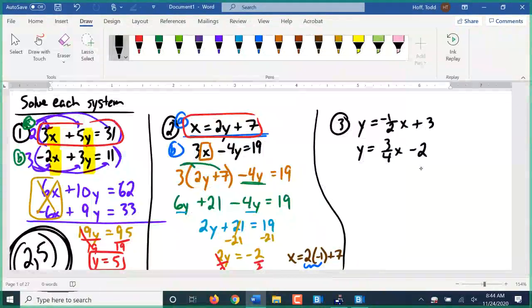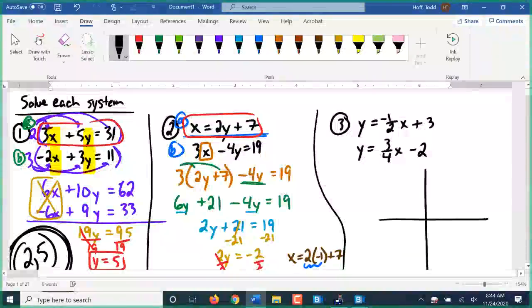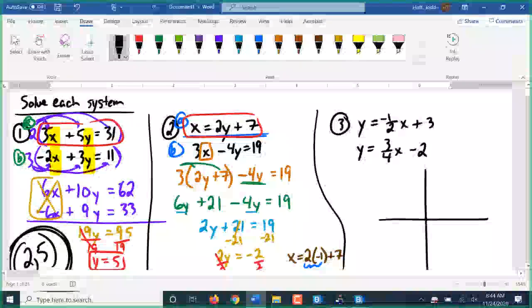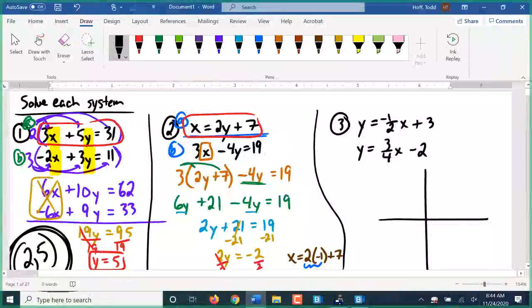This third system here, both equations are in that y equals form. They're graphing form. I could try to rearrange them, x, y equals constant, but I'm going to have fractions in it, which makes it really rough to find least common multiples. I could do substitution and just set this equal to that, but again, I have those fractions to work with. It's going to be kind of an ugly calculation.